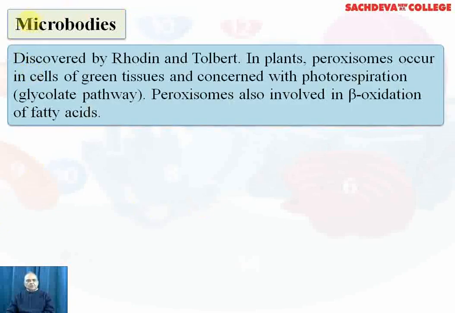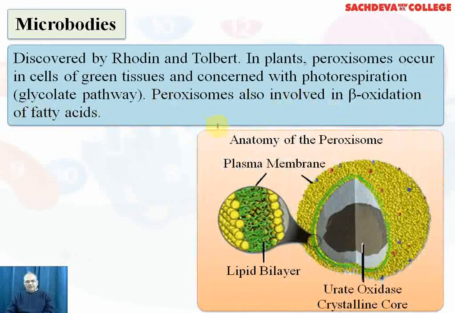Microbodies. They were discovered by Rhodin and Tolbert in plants. Peroxisomes occur in the cells of green tissue and are concerned with photorespiration, which is the glycolate pathway. And you know that this photorespiration is occurring in the C3 plants. Peroxisomes are also involved in beta-oxidation of fatty acids. You can see the peroxisomes.